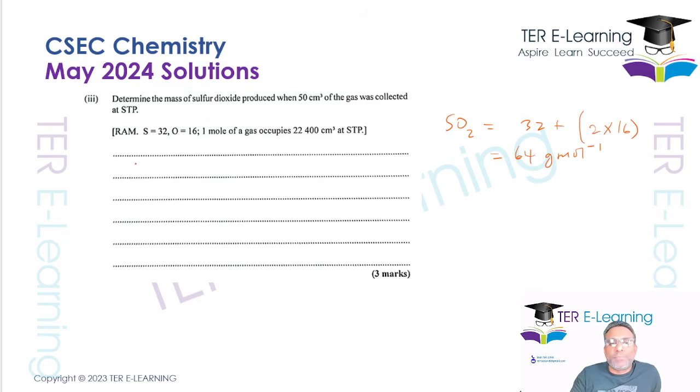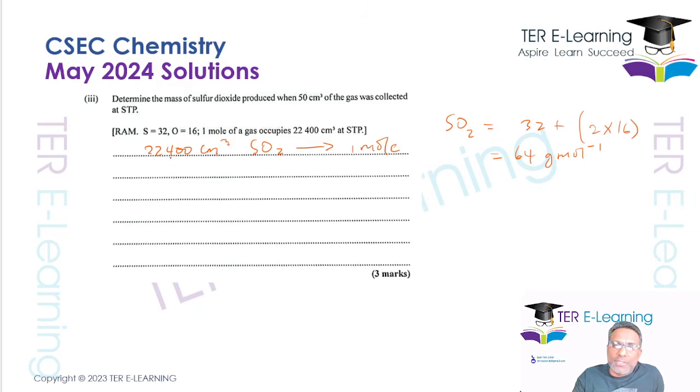Now, all we're going to do, we deal with STP here, right? So 22,400 cm cube of SO2 is 1 mole. Right, so I'm just doing it in steps here.